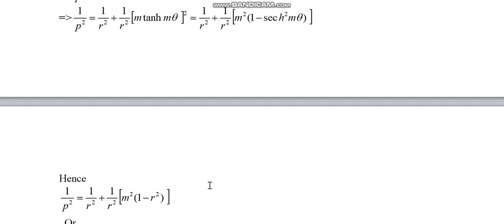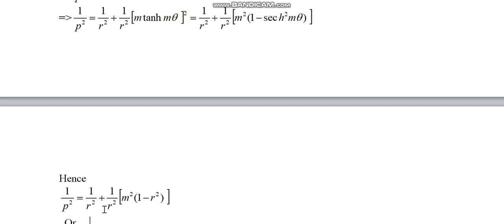So sech(mθ) is the given equation of the curve. r is equal to sech(mθ) is the given equation of the curve. So I can replace sech(mθ) in this equation by r. So I can write 1 by p square is equal to 1 by r square plus 1 by r square into bracket m square into 1 minus r square.